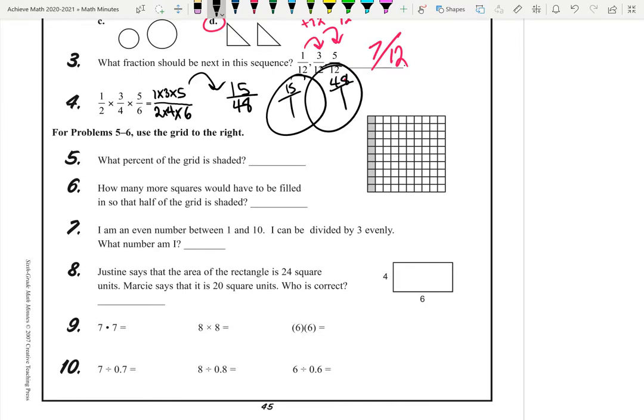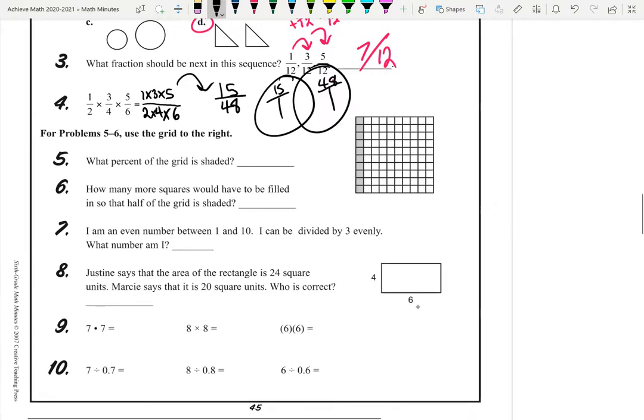Okay, moving on. Number 5, what percent of the grid is shaded? I count left, 10 by 10. So it's going to be out of 100. So the percent is just going to be 1 set of 10. 10% is shaded. How many more squares would have to be filled so that half of it is shaded?